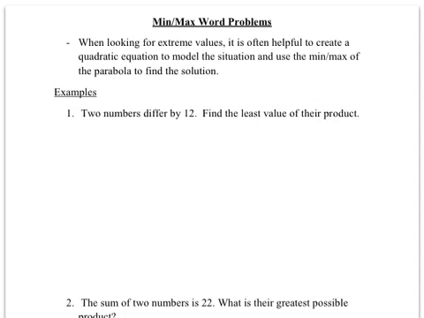So if I just write down what I know, two numbers differ by 12. I can simply write x minus y equals 12. And then it says find the least value of their product. Well, product means multiply, so their product is equal to x times y.